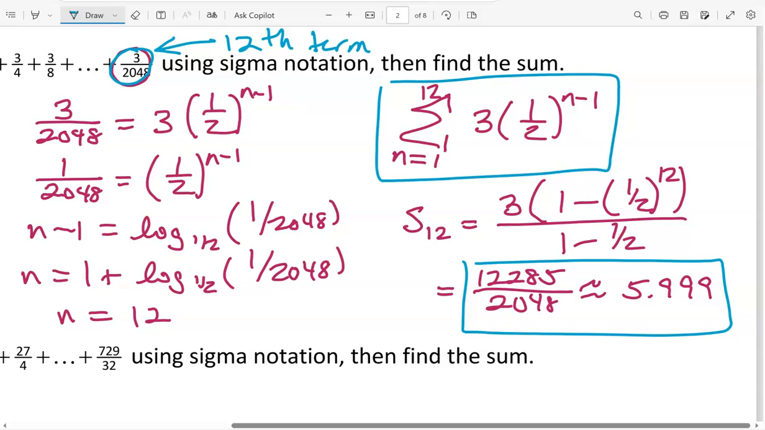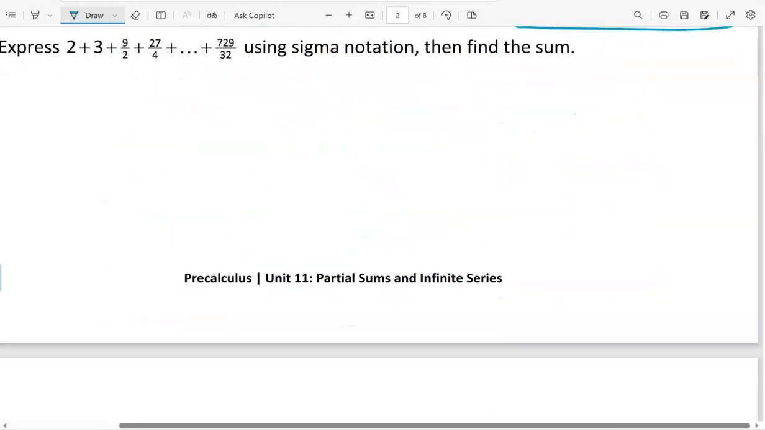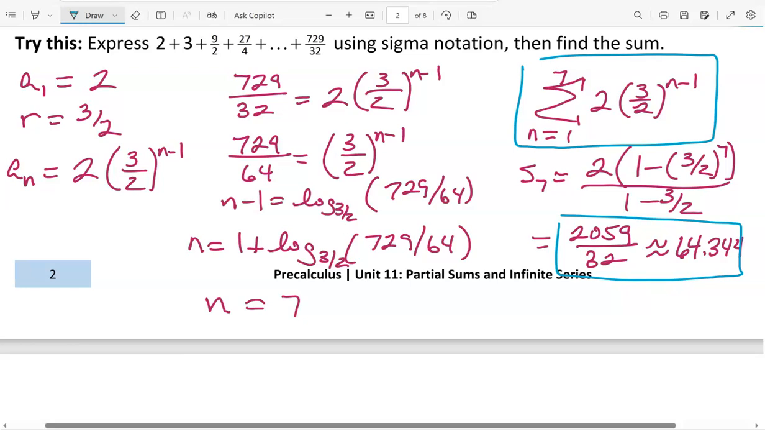All right, your turn to pause the video while you try the next one on your own. All right, here's the solution for that one.